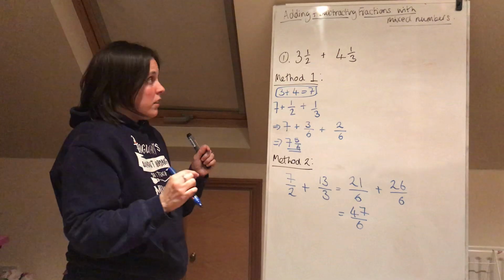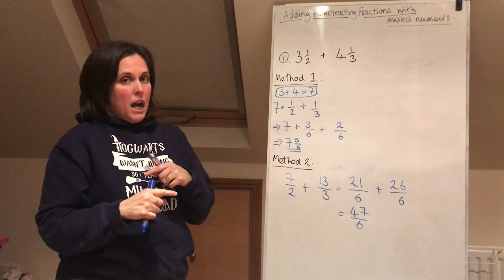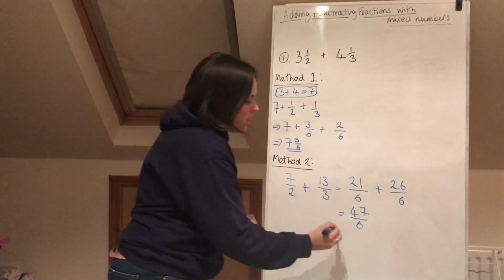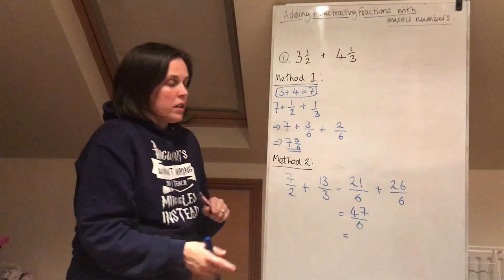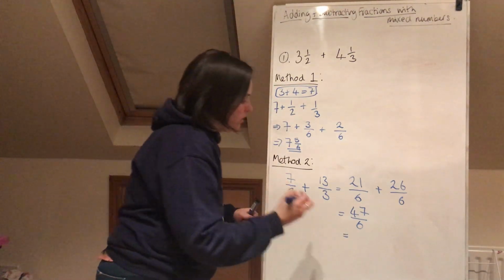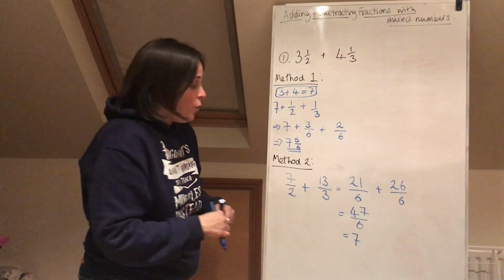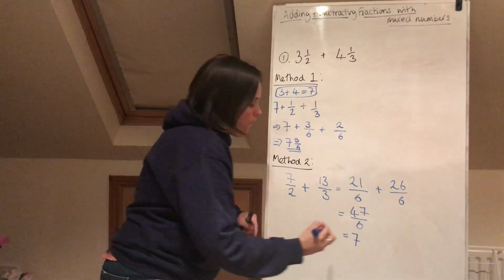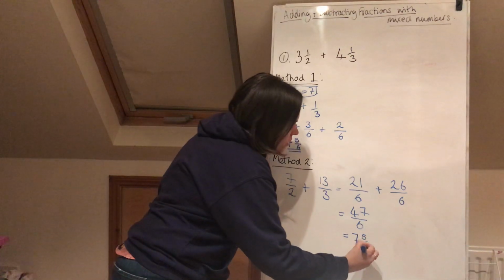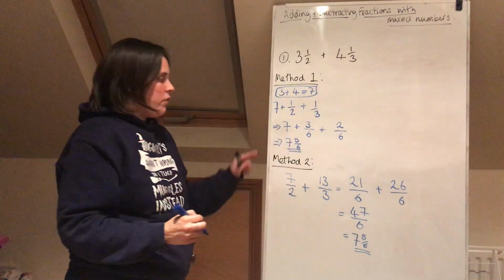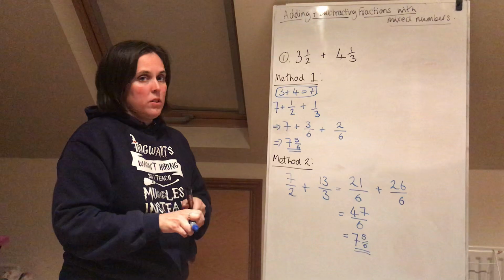The last thing then that I need to do is convert that back into a mixed number. So how many times does 6 go into 47 exactly? The answer is it goes in 7 times. 7 6s are 42. How many have I got left over? I've got 5 left over. So the answer is 7 and 5/6. So we've got the same answer.